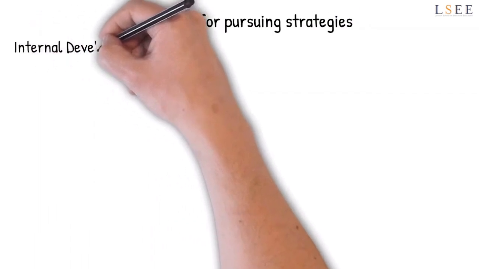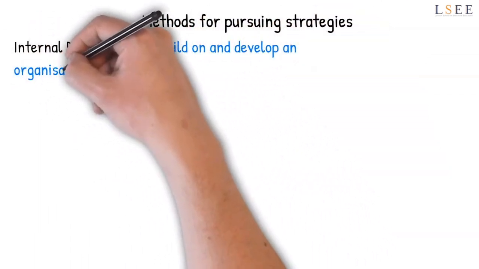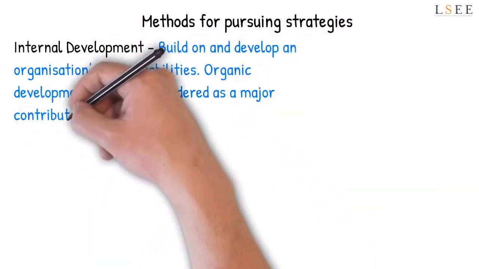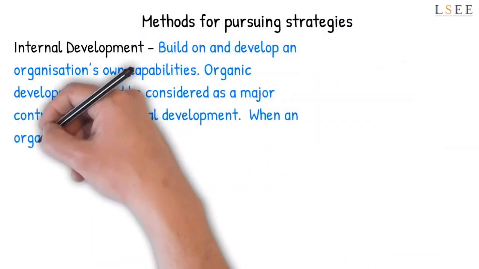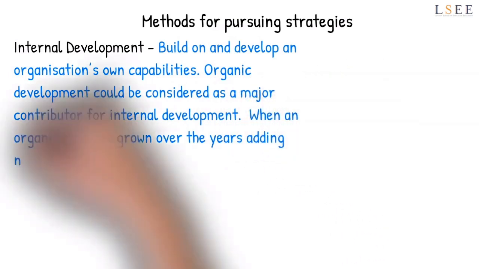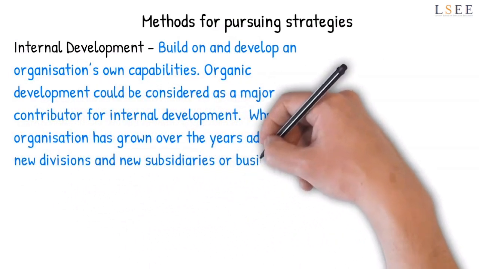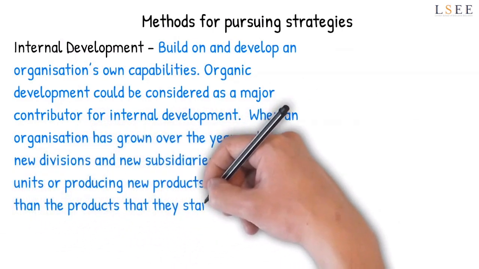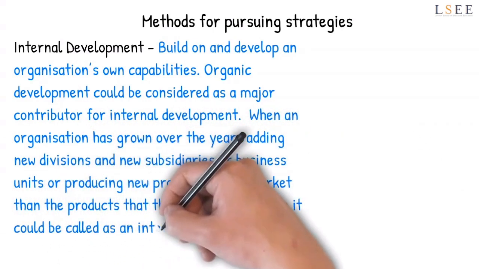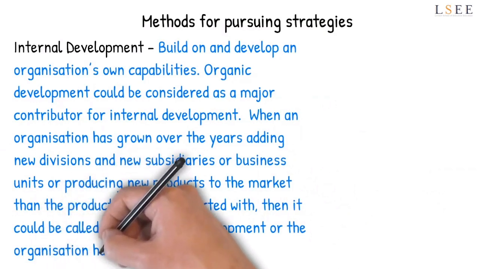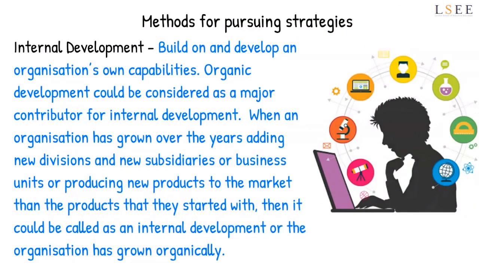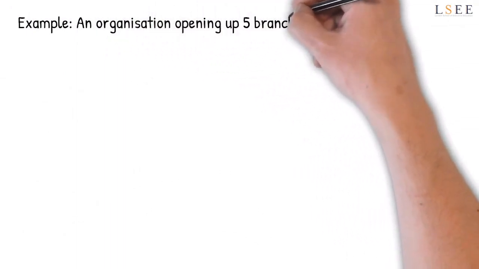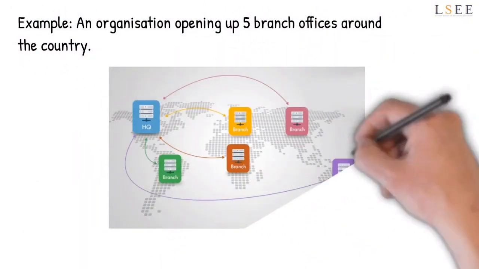Internal development builds on and develops an organization's own capabilities. Organic development could be considered a major contributor to internal development. When an organization has grown over the years, adding new divisions, new subsidiaries or business units, or producing new products to the market other than the products they started with, then it could be called internal development, or the organization has grown organically. Example: an organization opening up 5 branch offices around the country.